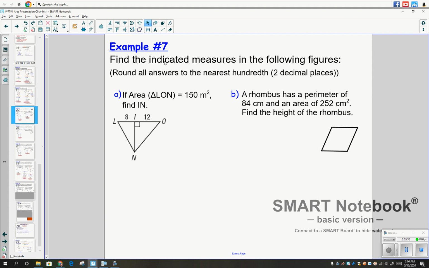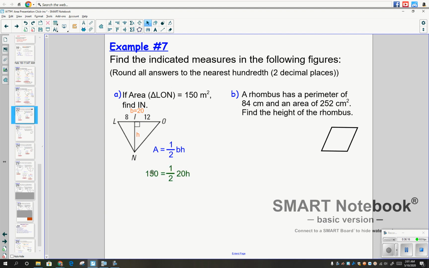So now I've got some problems where they're going to give me the area and I want to find some measures. Working backwards, as we call this. If the triangle of area LON is 150 meters squared, find IN. Well, what is IN? It's the height. Well, how do I find the area of a triangle? It's 1/2 base times height. But what's the base? 20. Notice they give me 8 and 12, but 8 is one side and 12 is the other, so add them together, I get 20.